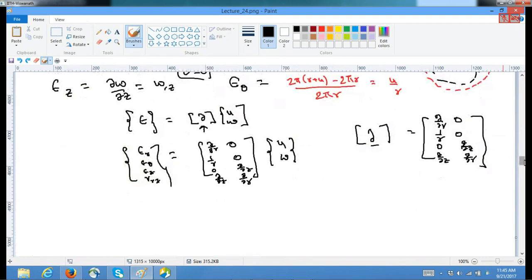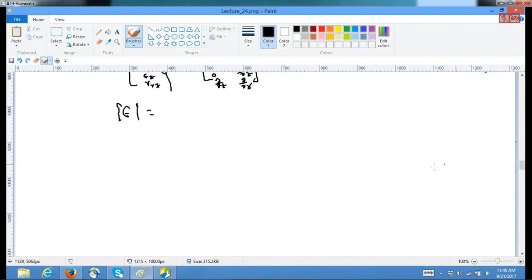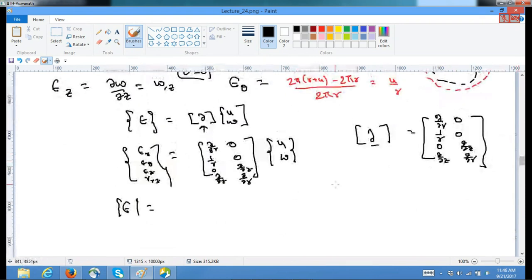Anyway, now what we need to do is obtain our strain displacement matrix. But we want our epsilon not just in terms of the actual u and w, we want them at the nodal coordinates.